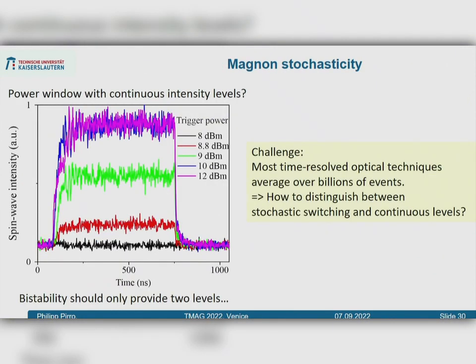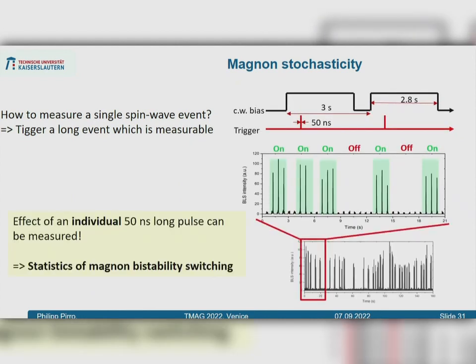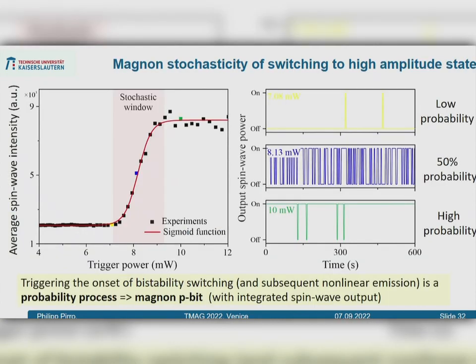And since this process turned out to be statistic, we started to think about magnon p-bits. So this is just the way we measure it. We can skip that. It's simply extending the measurement time to be able to probe a single and individual magnon event instead of averaging over millions of them. And with that, we found that we have a stochastic window for this triggering power. So principally, switching between the high power and the low power state is stochastic, where the probability can be adjusted by the trigger power. So principally, you have a p-bit where you can control the fluctuation or the switching probability simply by the external applied power.